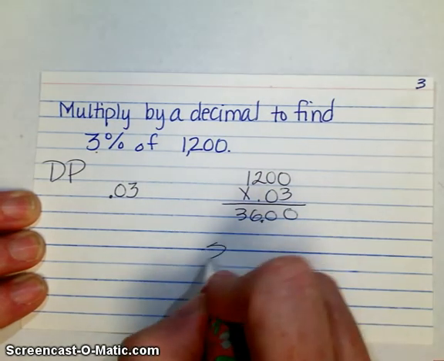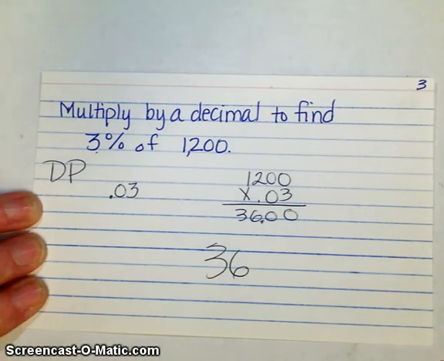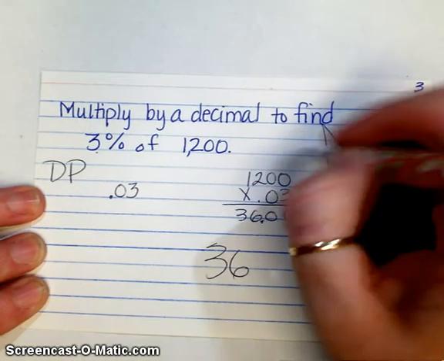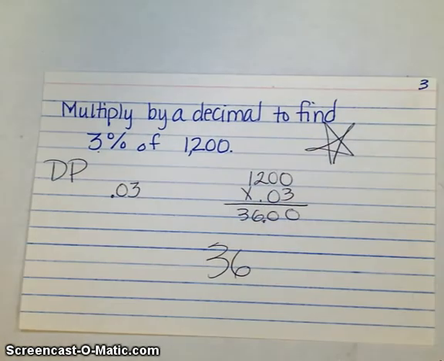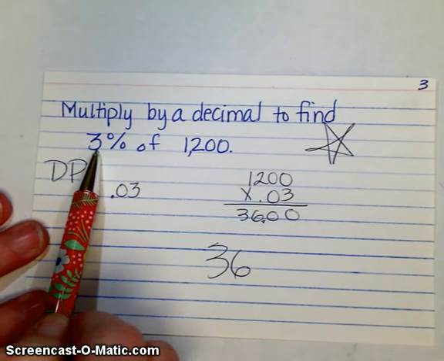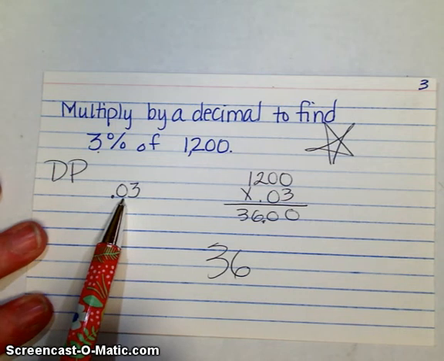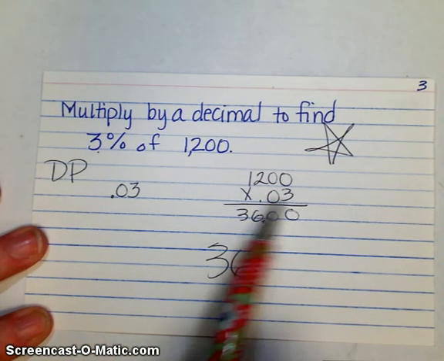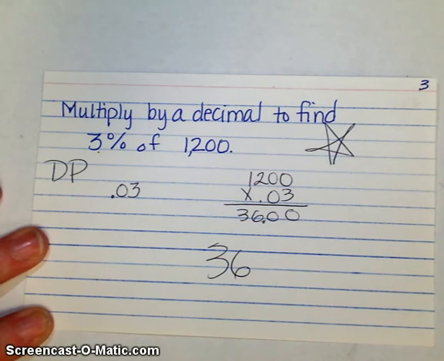My answer is 36. Those are the easiest for me. That's why I'm going to put a star by this method. It is always easiest to take a percentage, change it to a decimal by using the Dr. Pepper trick, and then just multiplying it. And whatever number you get at the bottom, that's your answer.